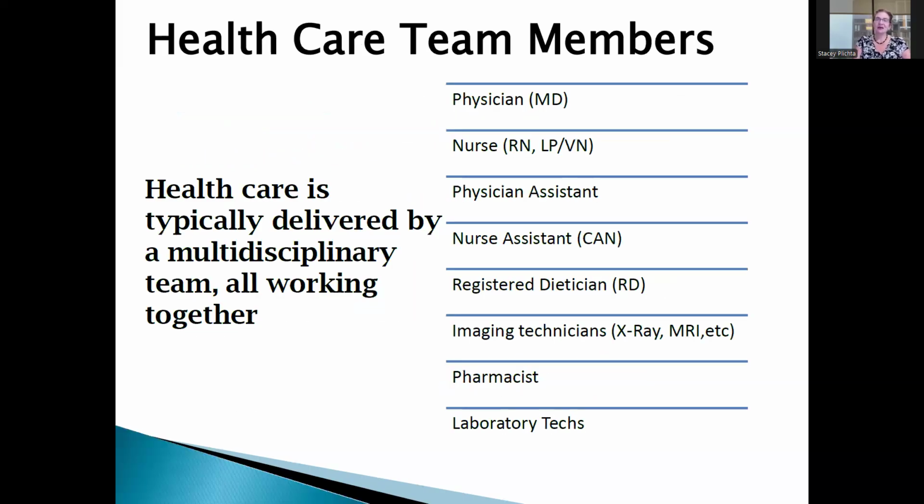Now, this care is delivered by a team, and ideally, and more so in the United States, healthcare is delivered by a multidisciplinary team working together. And the kinds of professions that we normally think of as being on the team are physicians and nurses, physician assistants, nurse assistants, dietitians, imaging technicians, pharmacists, laboratory techs, occupational therapists, physical therapists, and so on.